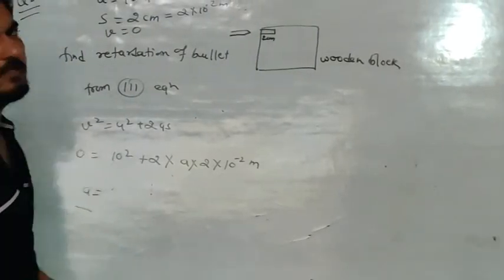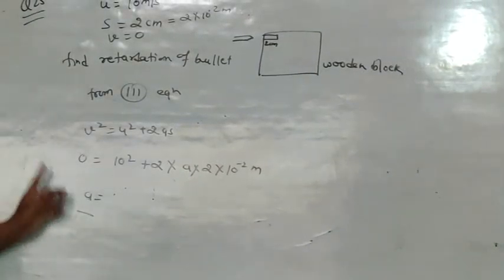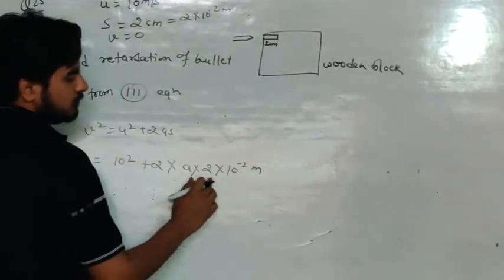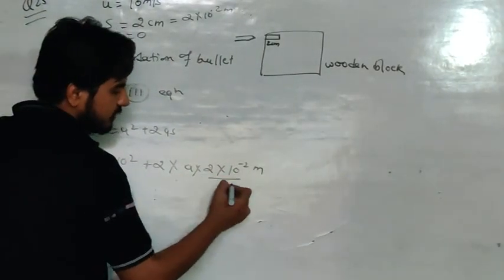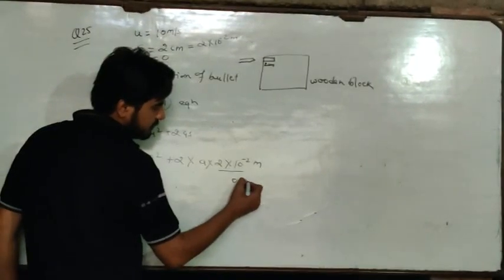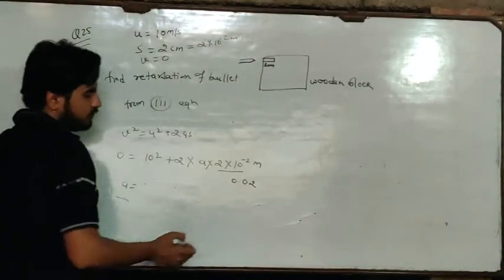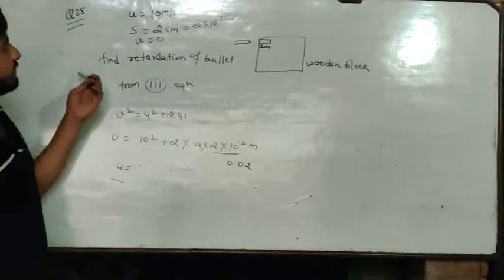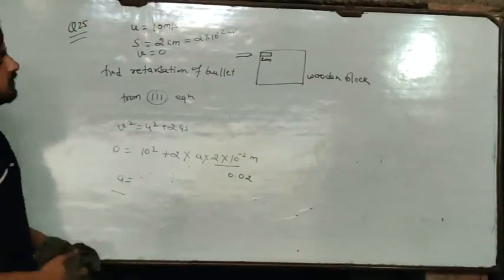This is question number 25. Write down this and solve it. And it can also be written as 2 into 10 to the power minus 2. This can be written as 0.02. This is question number 25. Write down this. Question number 26.